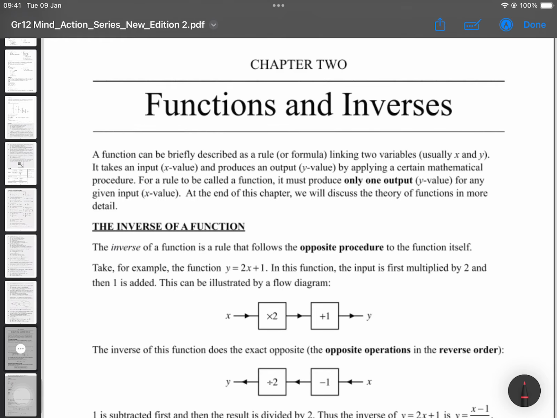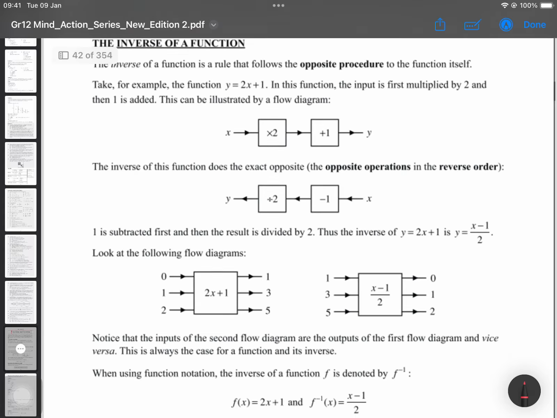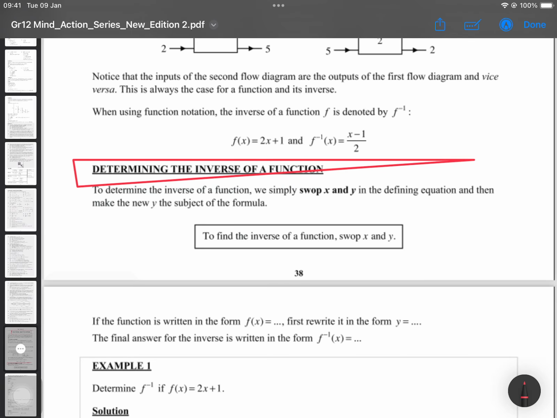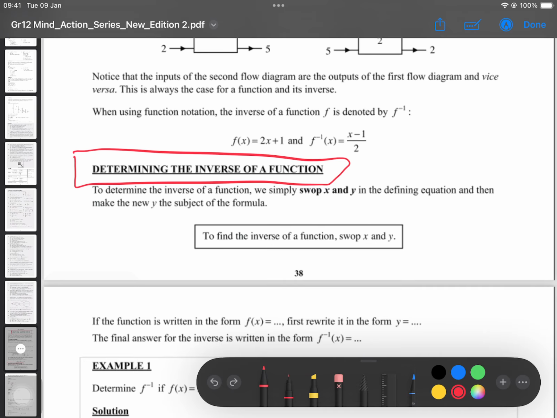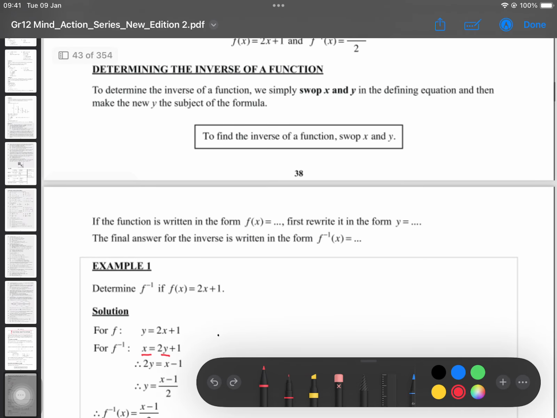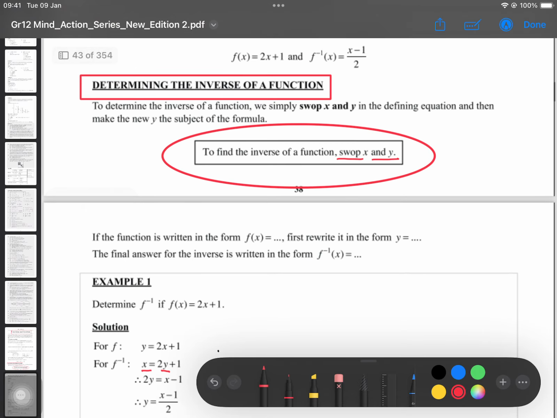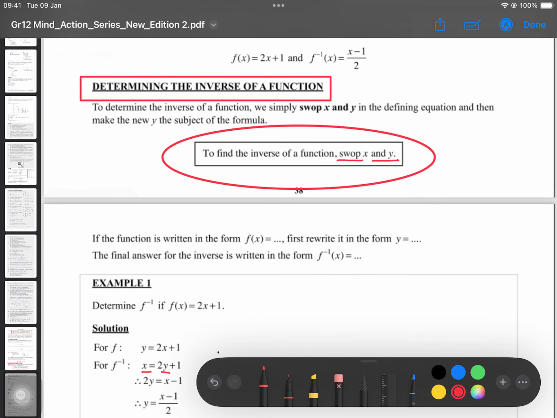Okay, let's do functions and inverses. We're going to start with determining the inverse of a function. To find the inverse of a function, you just need to swap the x and y. That's all you do when you want to find the inverse of a function.